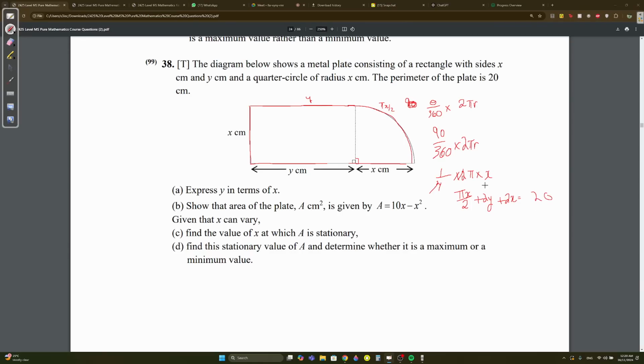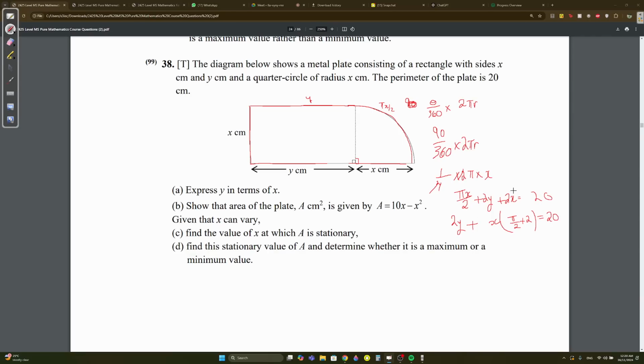20. Find the expression of y in terms of x. We want to find the expression for y. Let me simplify these two. 2x and pi x over 2, they both have x. I can factor out x, and I'm going to get pi over 2 plus 2, right? And then I have to add 2y over here equals 20.